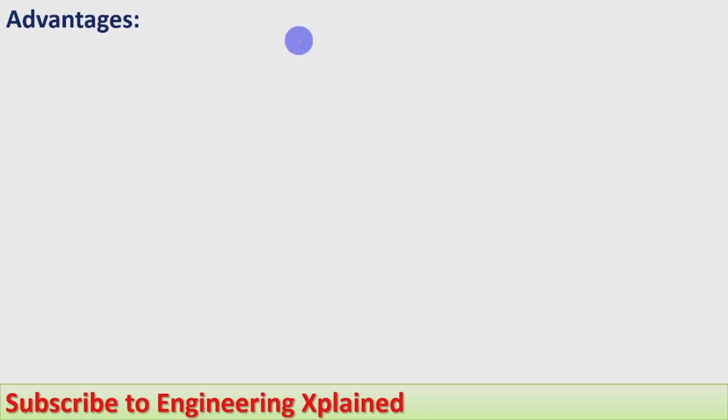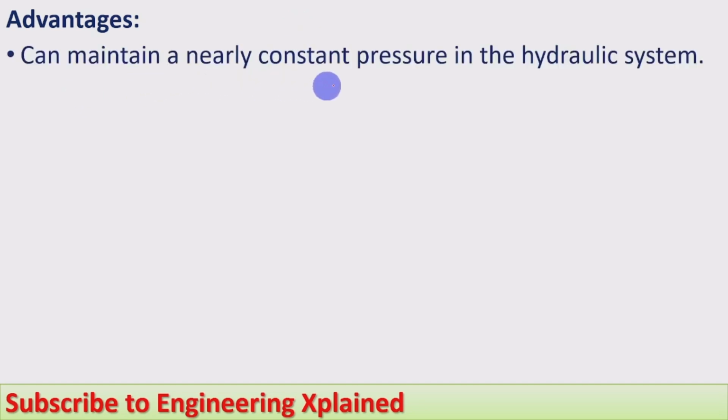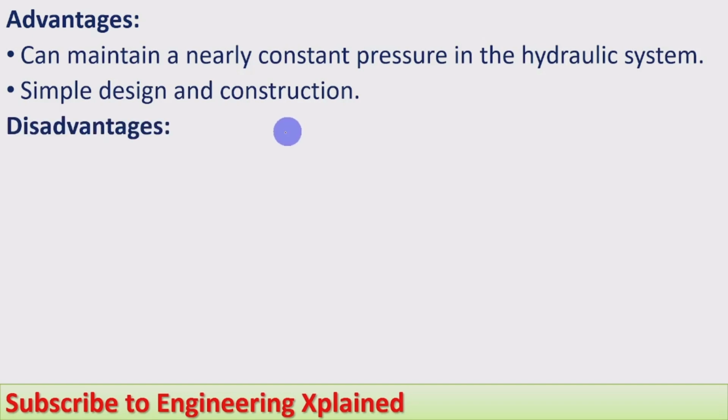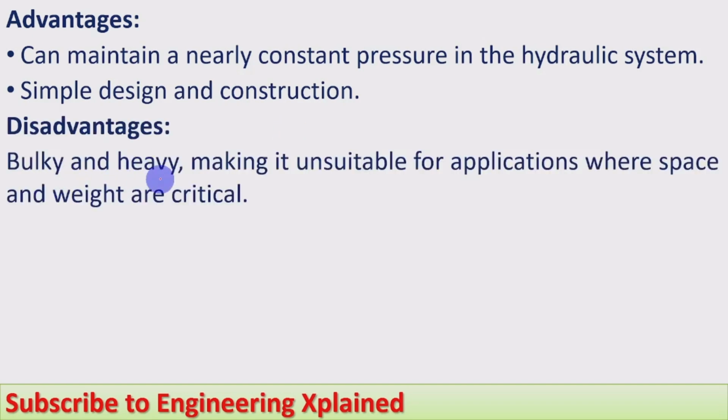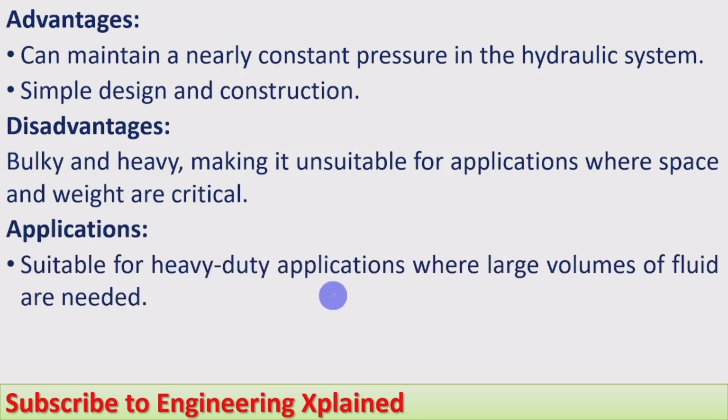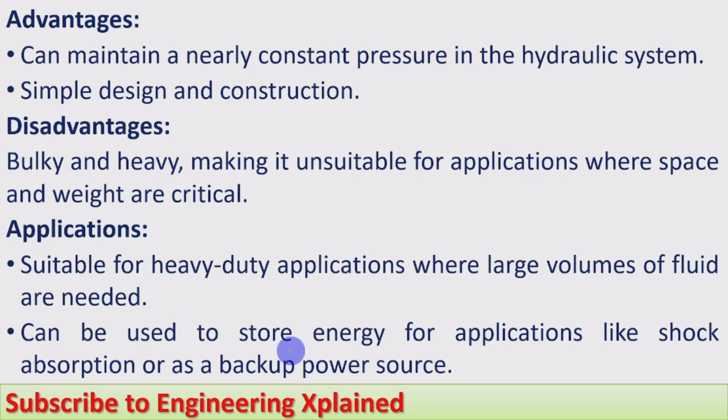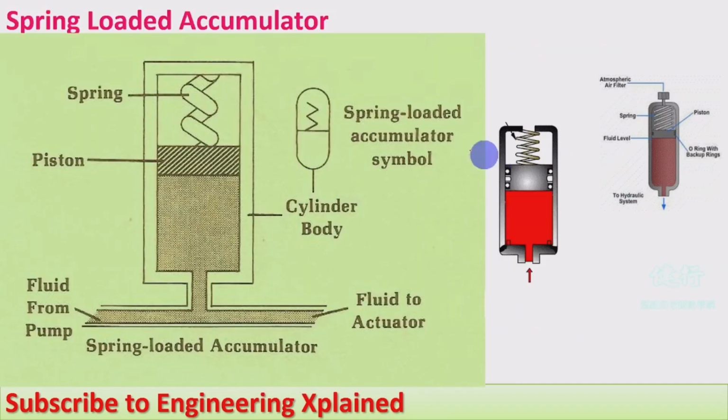Advantages: this deadweight type hydraulic accumulator can maintain a nearly constant pressure in the hydraulic system. Simple design and construction. Disadvantage: bulky and heavy, making it unsuitable for applications where space and weight are critical. Applications: suitable for heavy duty applications where large volumes of fluid are needed. It can be used to store energy for applications like shock absorption and as a backup power source. Further, next we'll take the spring loaded accumulator.